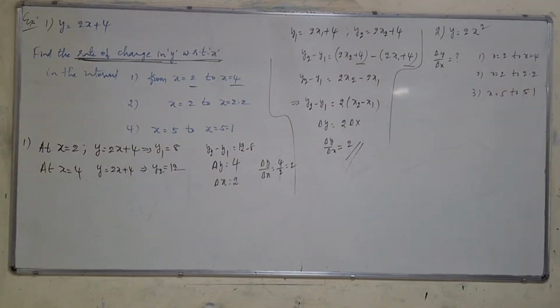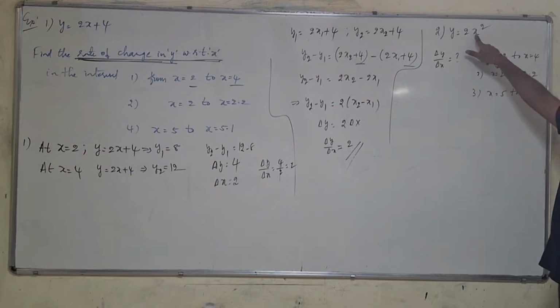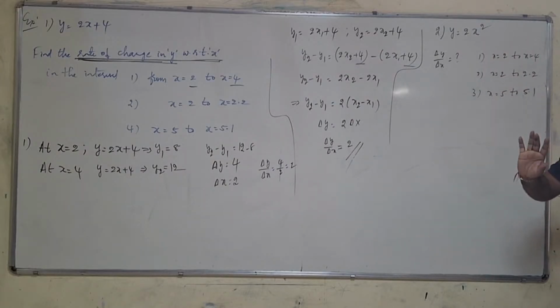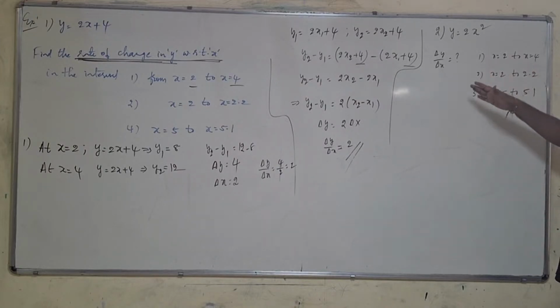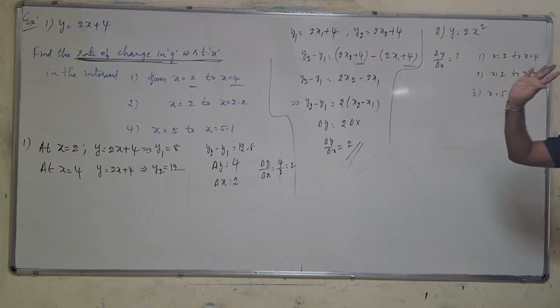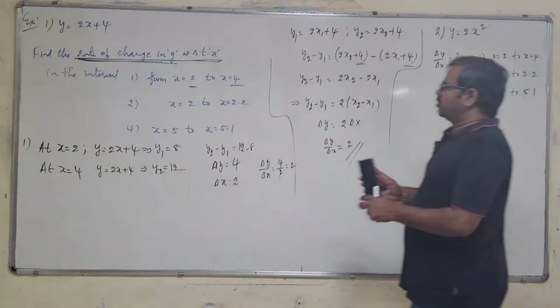Instead of substituting the values of x and finding the value of y every time, you can see what happens in general. You can write down generalized expression for delta y by delta x. See here, listen to me.